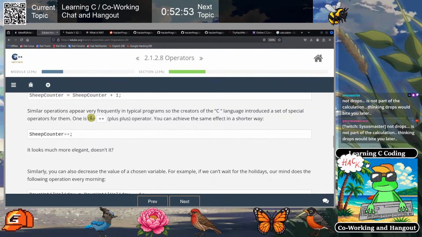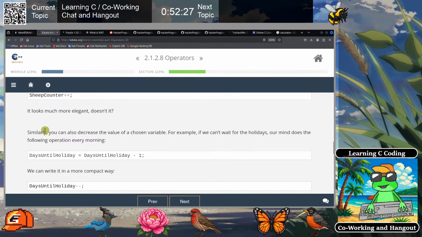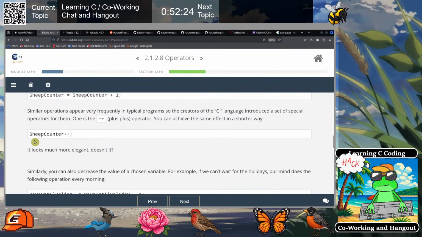Similar operations appear very frequently in typical programs, so the creators of the C language introduced a set of special operators for them. One is the plus plus operator, which increases something by 1. You can achieve the same effect in a shorter way: sheep counter plus plus. Okay, not drop, rounding, not drop, it's not part of the calculation. Thinking drops would bite you later. Okay, it looks much more elegant, doesn't it? Sheep counter plus plus instead of sheep counter equals sheep counter plus 1.